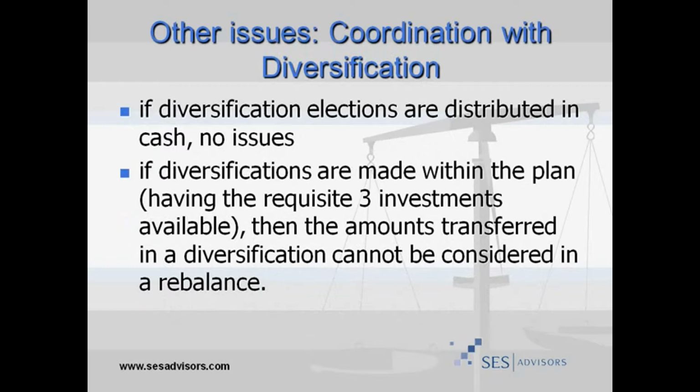But if you are an ESOP who is having 3 investments available within your ESOP for your participants to use for diversification, then those amounts that are transferred in those accounts can't be considered for future rebalancing. So once they're moved out of the account for diversification purposes, they remain in the plan, but they're not considered in future rebalancing calculations.